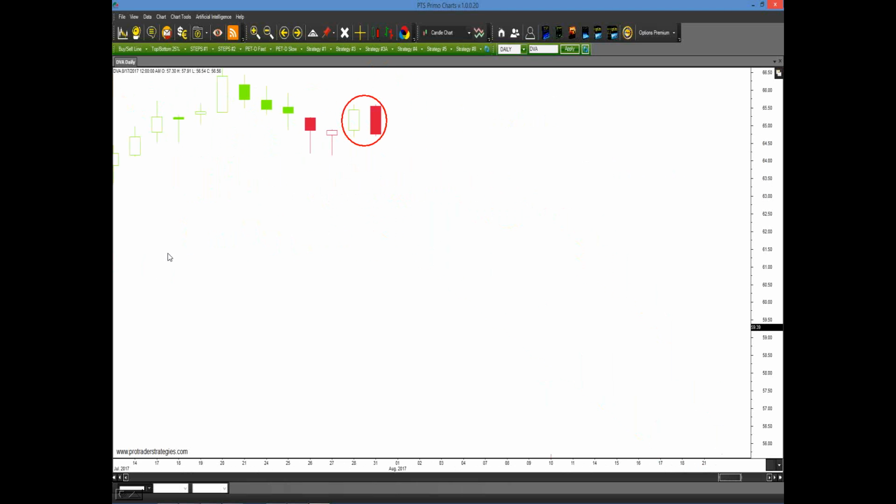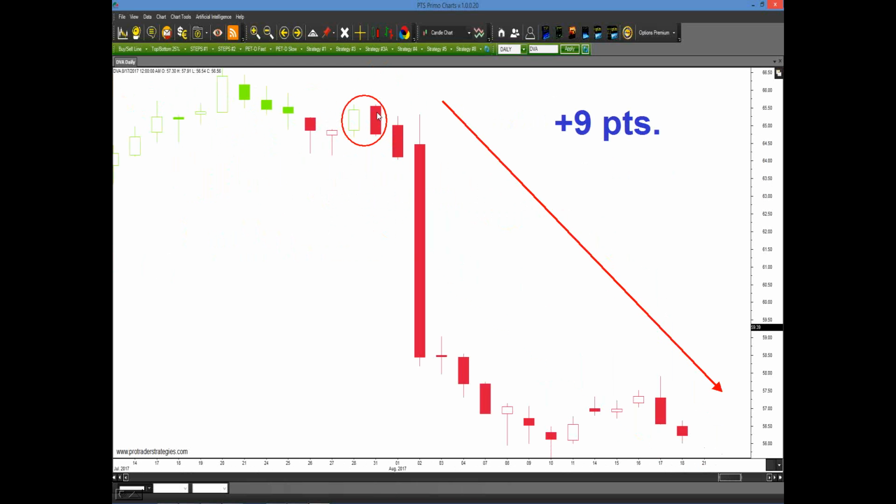Okay, DVA. We're kind of going sideways, but we have a bearish engulfing pattern that's validated by the second bar being red. A quick drop 2 days later, down 9 points. Okay, did we know it was going to drop like this? Absolutely not. The PET-D told us.